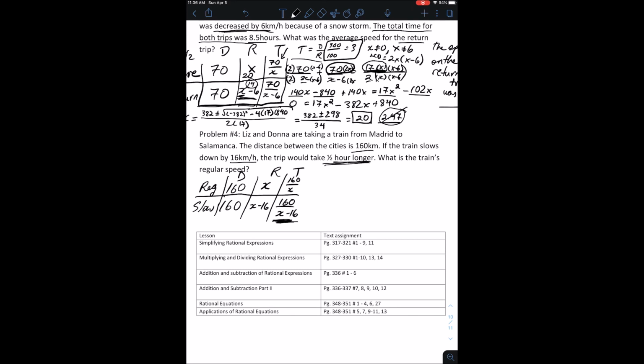So I have a couple of ways I could do this. I could say that the regular trip is equal to the slower trip minus that half an hour, for example. You could do that, or you could do the longer trip minus this one is half an hour. There's lots of ways you could do that. But why don't you try solving this one? So that's how we got the equation. See if you can solve it.